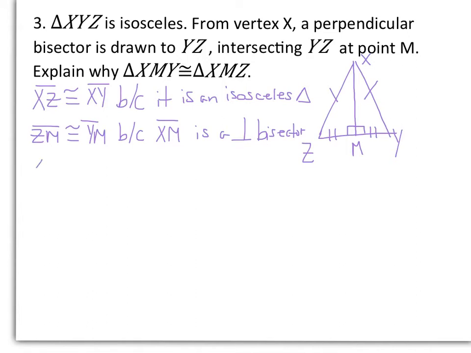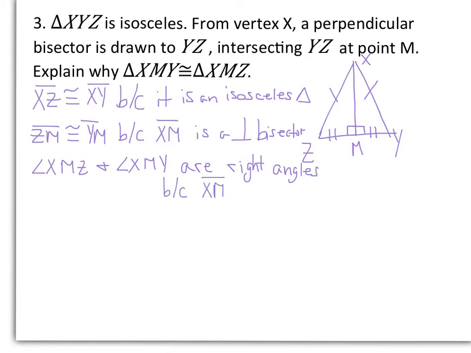And lastly, we know that angle XMZ and angle XMY are right angles. Again, that's because XM is a perpendicular bisector. Okay, and that's enough information to prove the two triangles are congruent by the hypotenuse leg theorem.